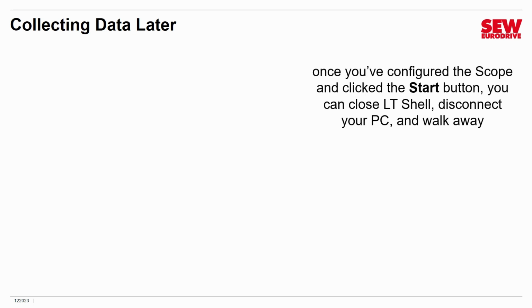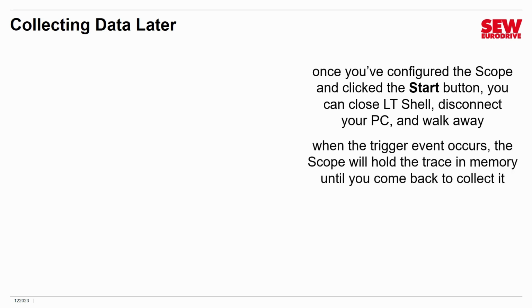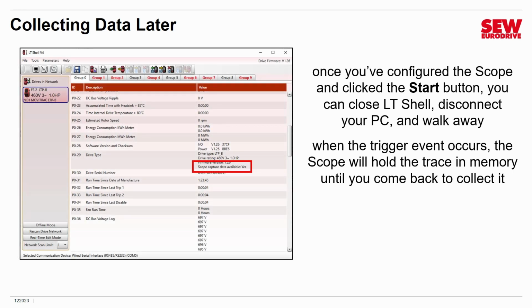What you do, configure the scope, get everything set up, set the trigger, and then click the Start button. And then what you can do is close LT Shell, unplug your cable, and walk away. Now later on, when the trigger event has occurred, the scope will hold the trace in memory until you come back to collect it.